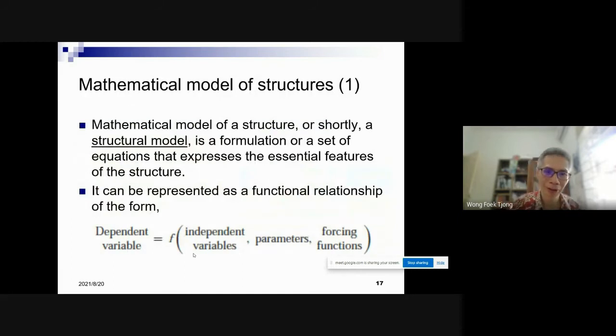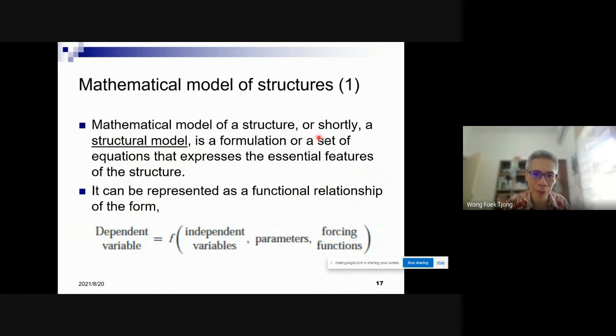So again, when we perform a simulation in a computer, it's based on a mathematical model. A mathematical model for structures, or shortly, a structural model. What is that? It's a formulation or a set of equations. So we have a set of equations, which can be simple or complicated. For example, a set of partial differential equations, that's very complicated, right?